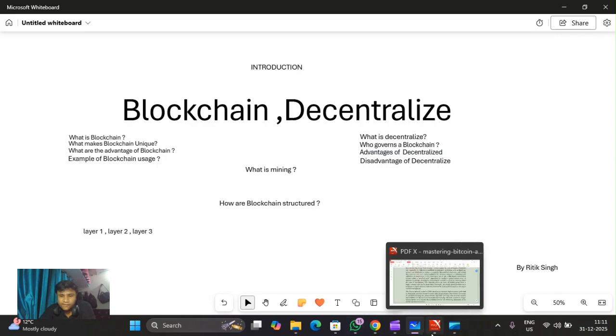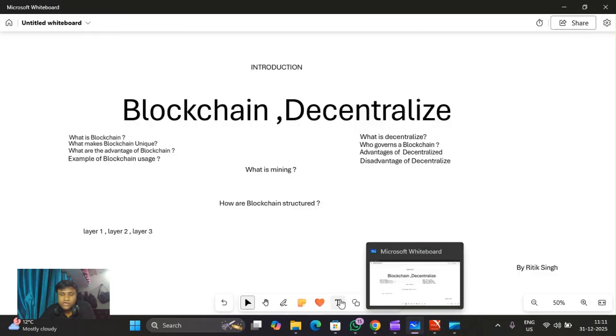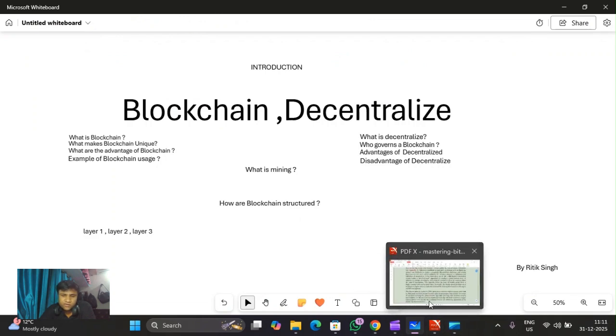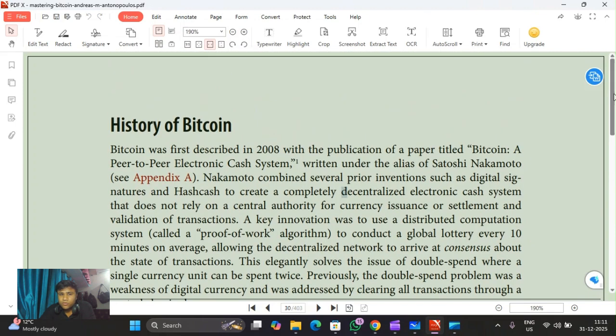So let's start. Before we start our discussion about blockchain, first we see the history of Bitcoin. Bitcoin was first described in 2008 with the publication of the paper titled Bitcoin: A Peer-to-Peer Electronic Cash System. So what does peer-to-peer mean?